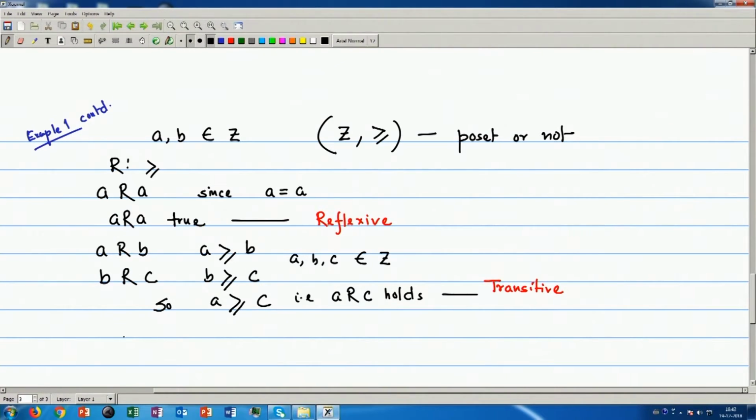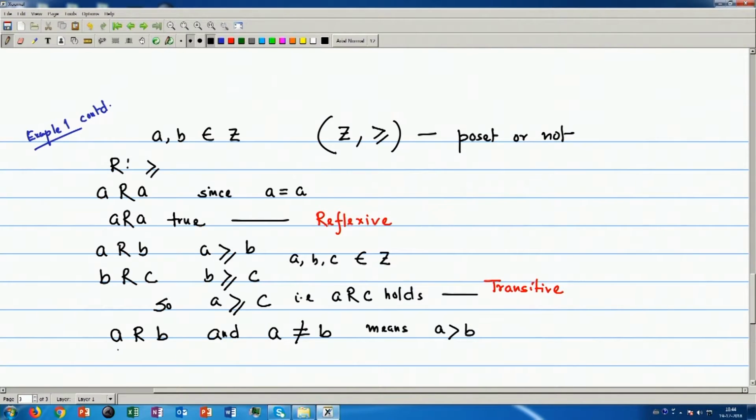Now, if I consider A R B and A not equal to B, since my relation is greater than or equal to, that means here I have to consider only greater than. So A R B and A not equal to B means only A greater than B.